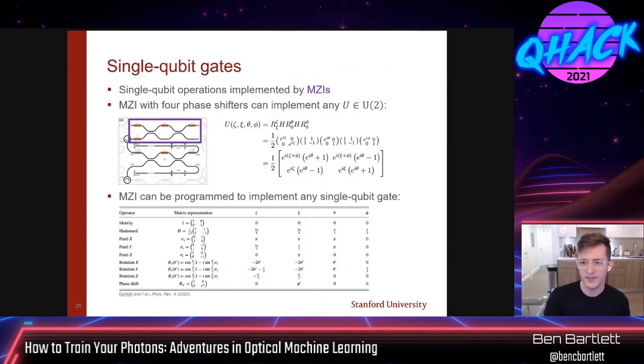Single qubit operations in this device are implemented with phase-shifted MZIs. If you recall from the previous part of this talk, an MZI with 4 phase shifters can implement any U2 operator. So the total transfer matrix of the MZI takes the form here. And using a suitable choice of phase shifts, you can implement any single qubit quantum gate, such as the common ones that are shown in this table.